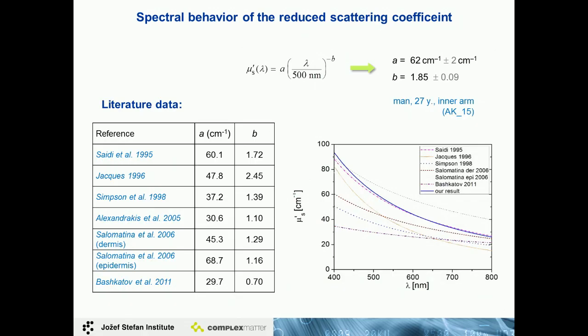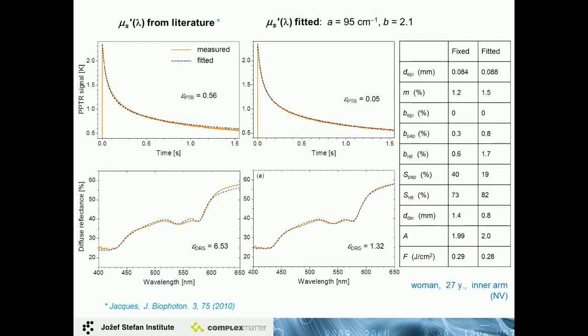It may not be correct, but this is our starting point. So the shorter wavelengths don't penetrate as deeply, so the result is biased towards the epidermis value probably, and vice versa here. So I think this explains this discrepancy. This is actually another person, a woman, previous one was a man, and we see exactly the same effect by using fixed scattering properties from literature.